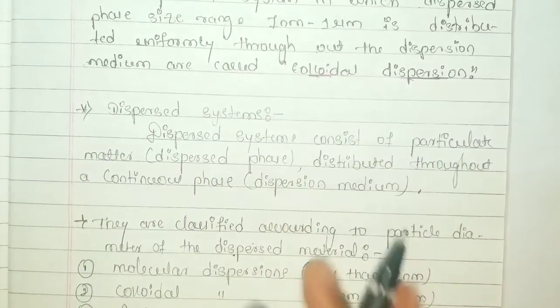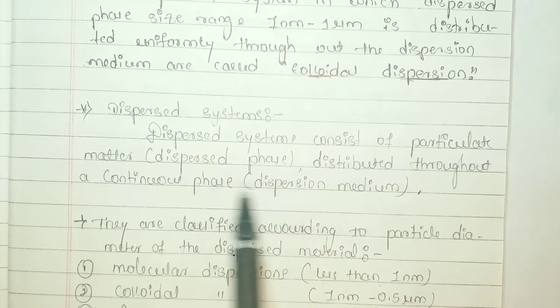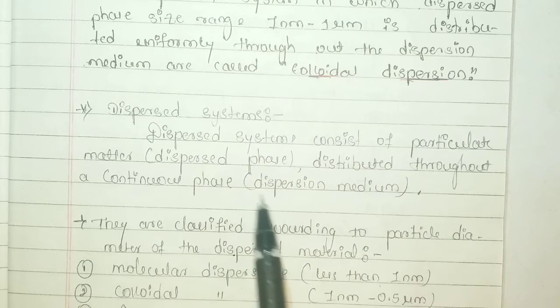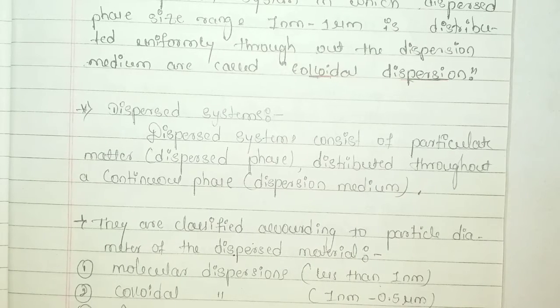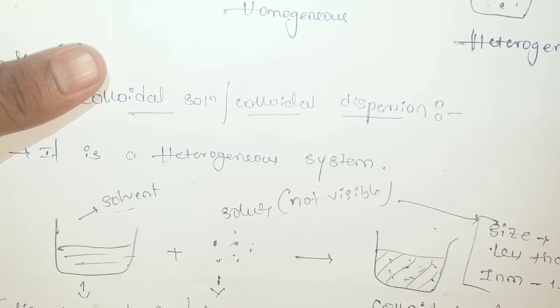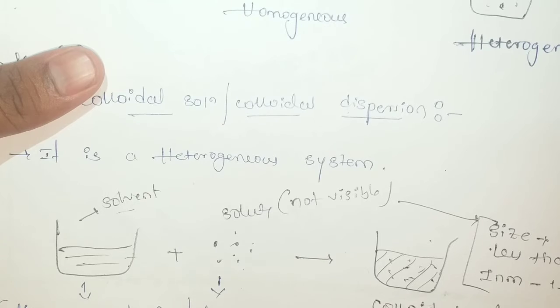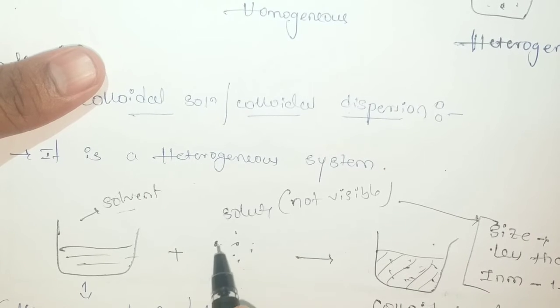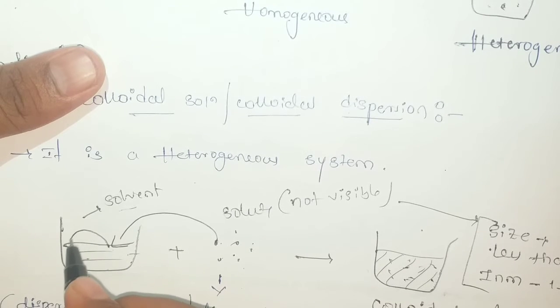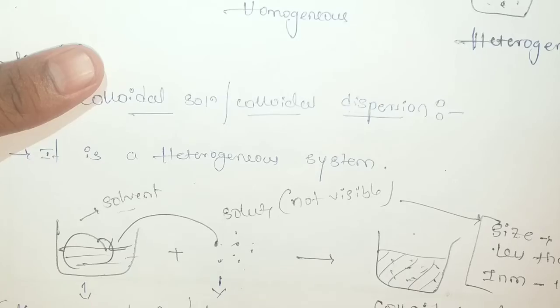And the second one, the definition of a dispersed system. A dispersed system consists of particulate matter, that is the dispersed phase, distributed throughout the continuous phase. It means that when the dispersed phase is added to the dispersion medium, it spreads and distributes all over.